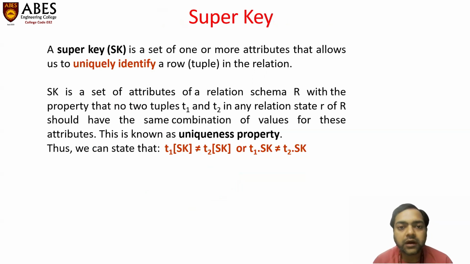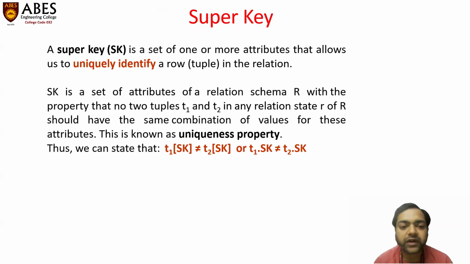Firstly, we'll discuss the concept of super key. A super key is a set of one or more attributes that allows us to uniquely identify a row in a relation. We can have one attribute enough to identify a particular record, or if one attribute is not enough to identify a particular record in a relation uniquely, we can combine one or more attributes.